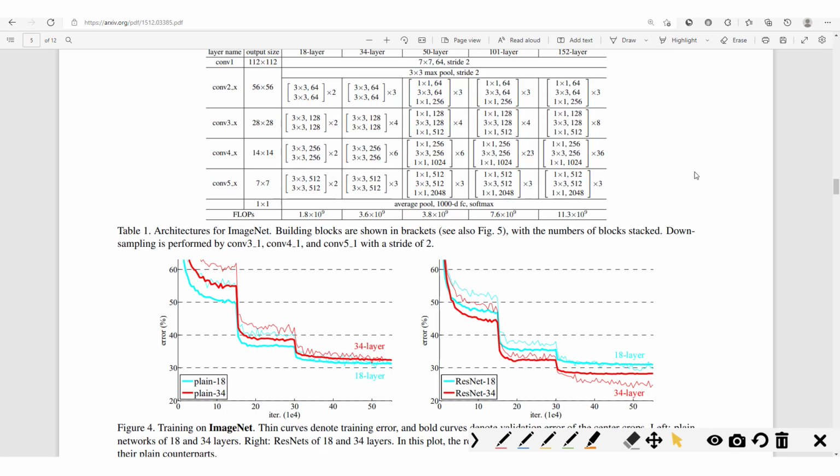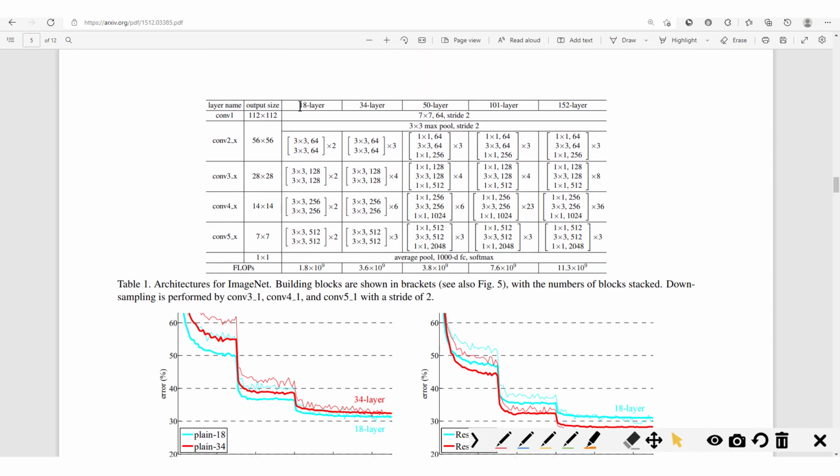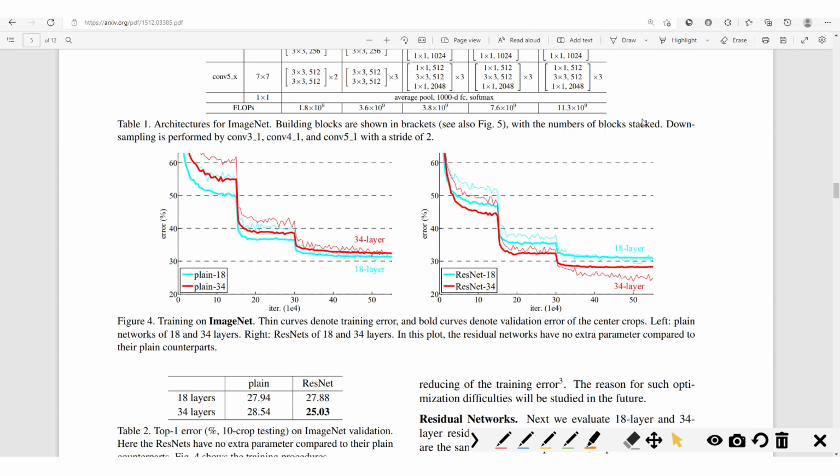From here, you could see the different variants of the ResNet. You see here we have the 18 layer ResNet as ResNet 18, ResNet 34, ResNet 50, ResNet 101, ResNet 152. And here we could see that with the plain networks, that's without the residual block, you find the 18 layer performing better than the 34 layer. But once we have the ResNet block, you find the 34 layer now performing better than the 18 layer, meaning that we could now go deeper.